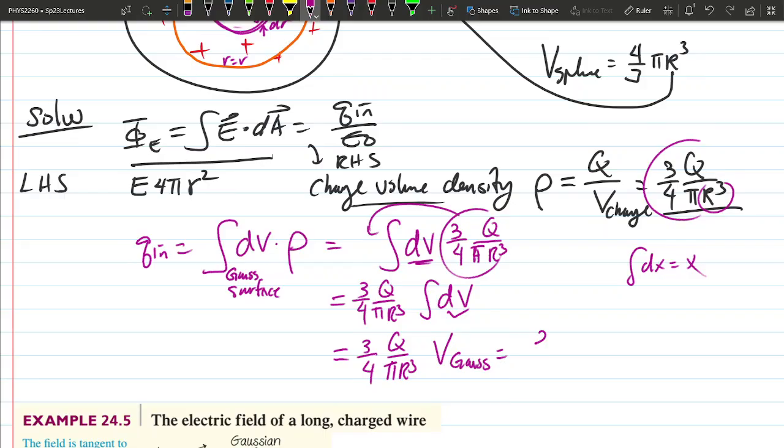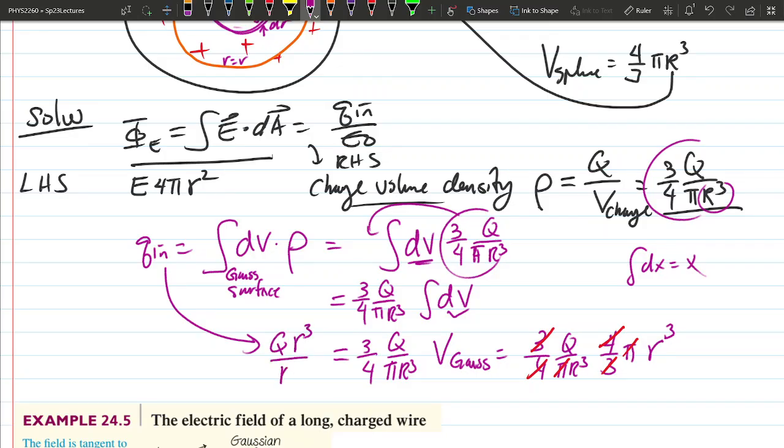And therefore, 3/4 Q pi r to the third, the volume of the Gaussian surface is 4/3 pi little r to the third power. Whew. Okay, so this is actually kind of nice because the 4 cancels out with the 4, 3 with 3, the pi cancels out. So Q enclosed, let me go back to purple, Q inside, which is all this calculation was about, is just Q r to the third over big R to the third, okay?